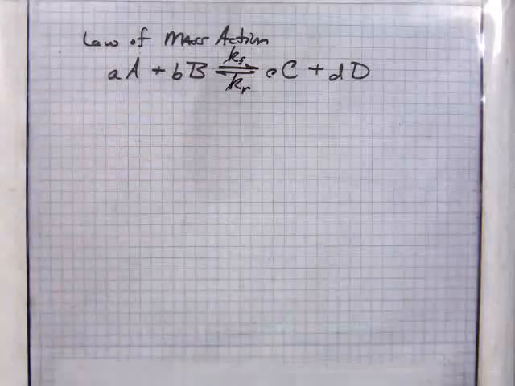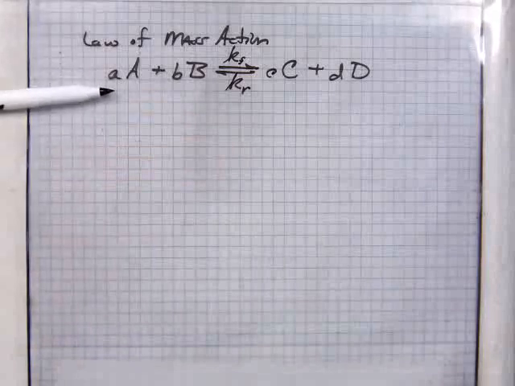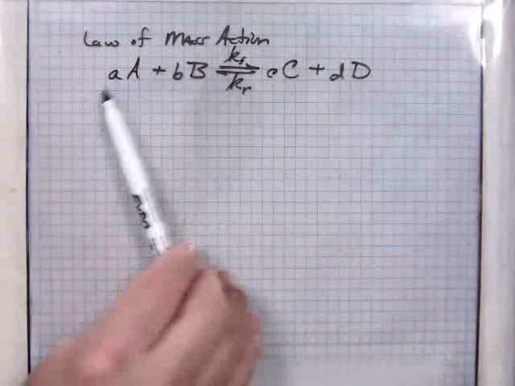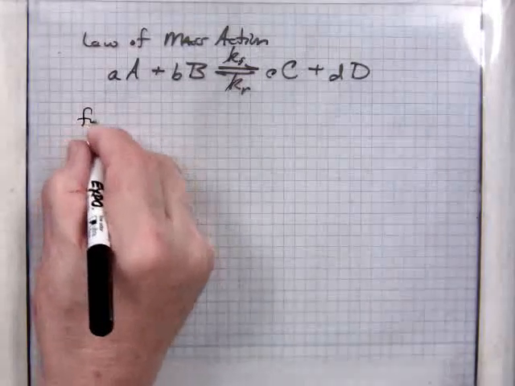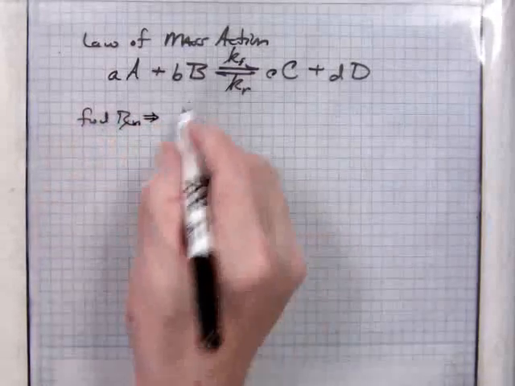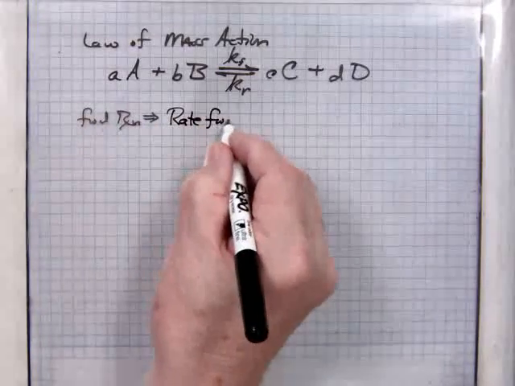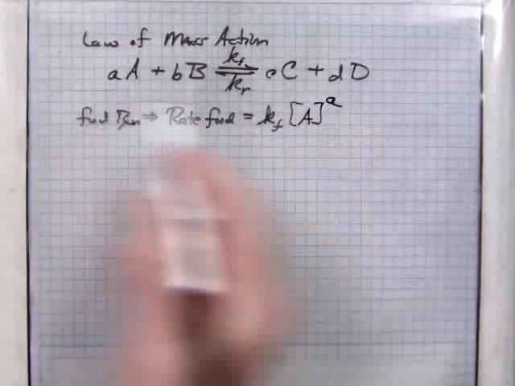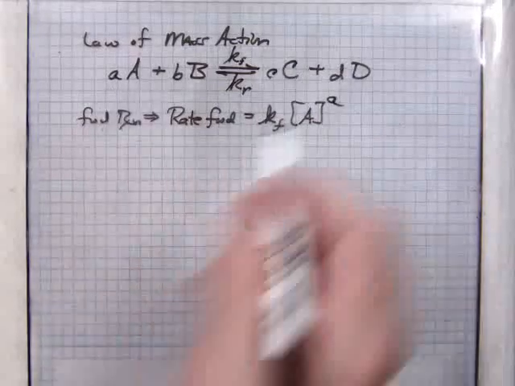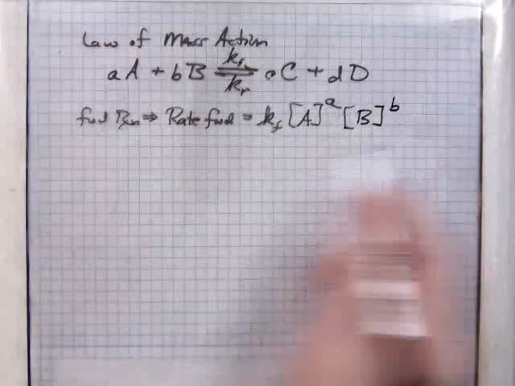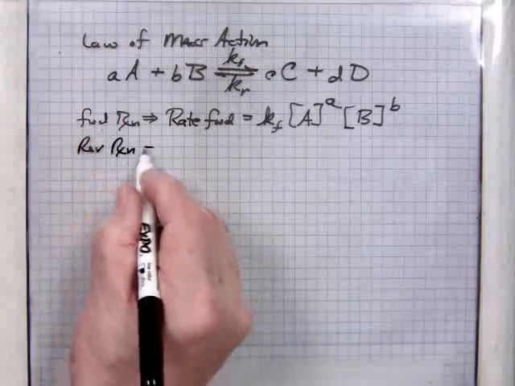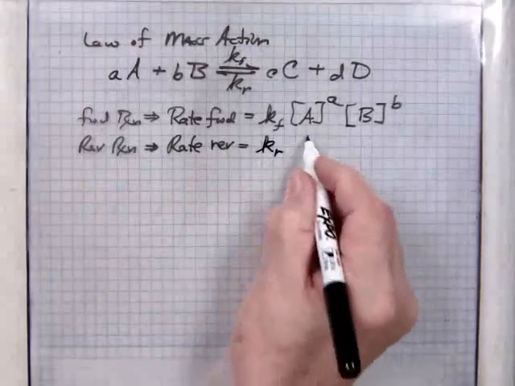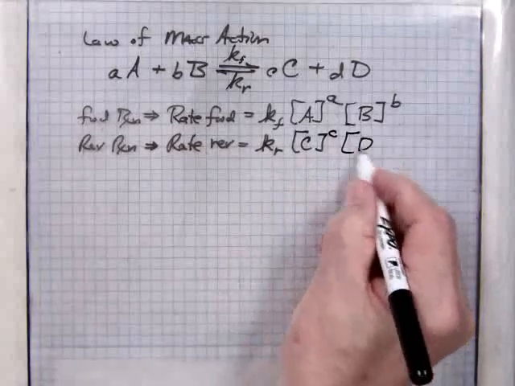So what I want to do is say, okay, write the rate law expressions for the forward reaction and the rate law expression for the reverse. The reverse would be C plus D going back to A and B. So for the forward reaction, rate forward equals k forward times the concentration of A raised to the a power. Remember I said you could use the coefficients in here in the rate law. B raised to the b power. Now the reverse reaction can be written, rate reverse is kR, C raised to the c power, and D raised to the d power.